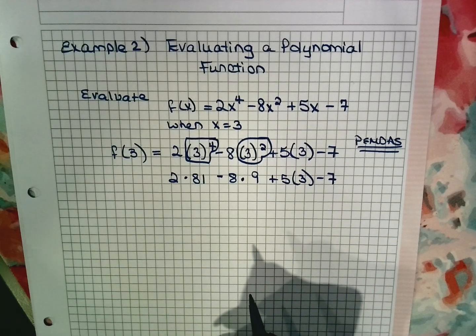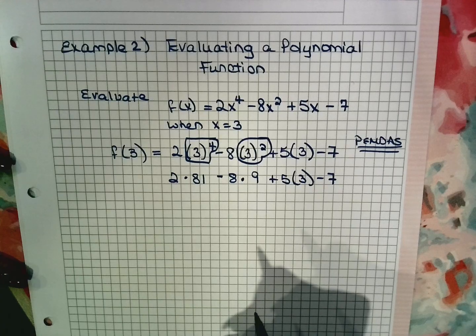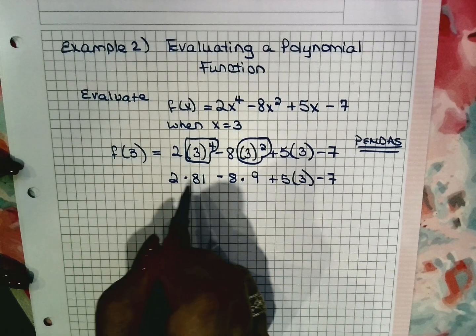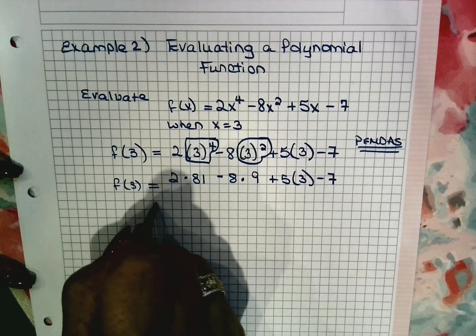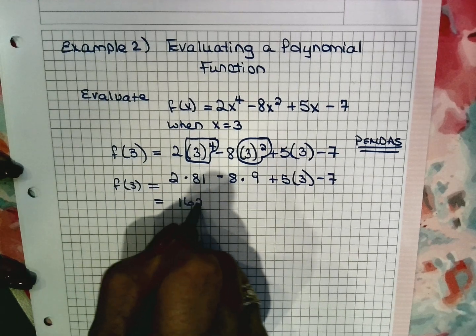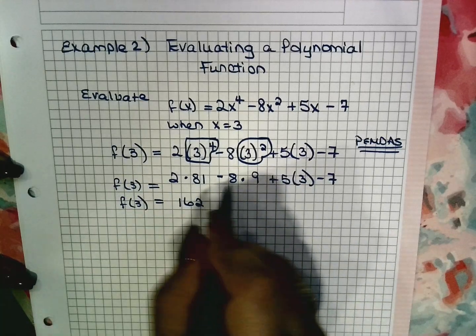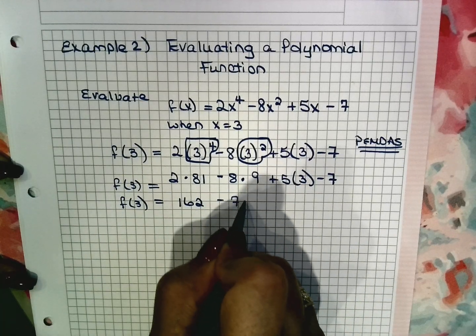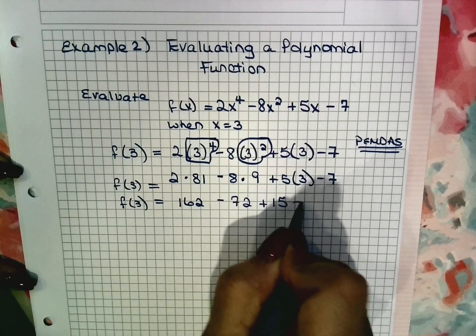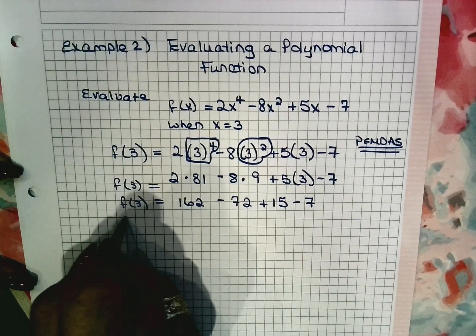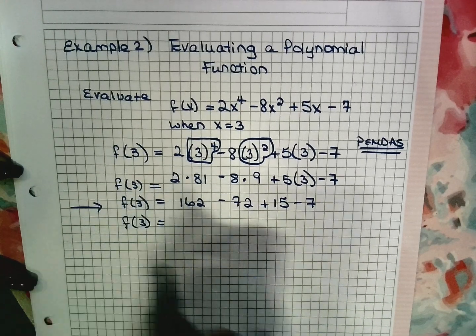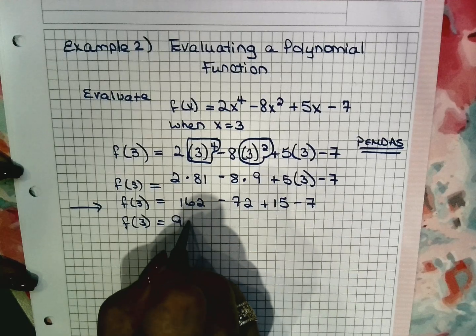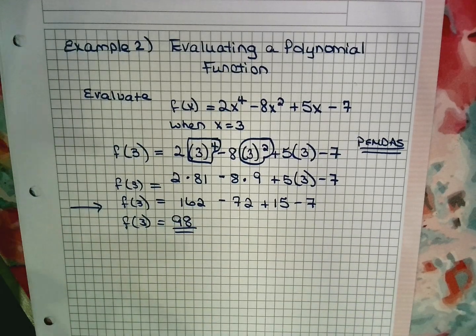So we've done our exponents. Now we're going to go ahead and do multiplication. So 81 times 2, that is going to be 162. Let's just rewrite this. This is going to be minus 72 plus 15 minus 7. And once you have done all that, now you're ready to add and subtract again from left to right, order of operations, and that'll give you 98. Okay, so easy enough.